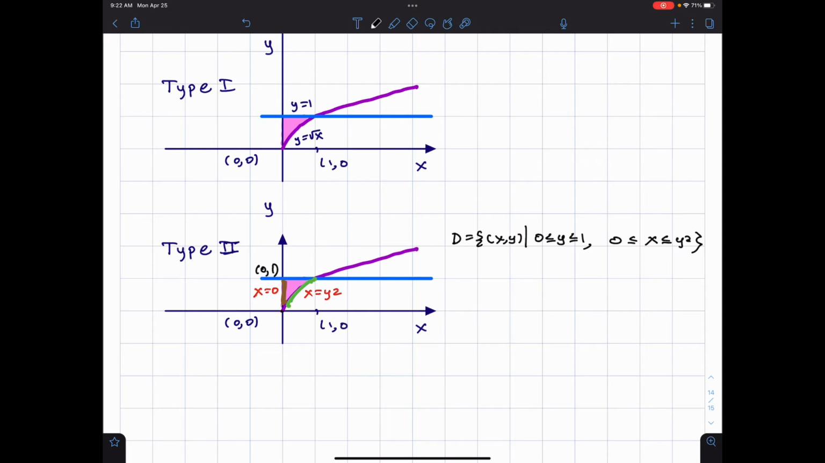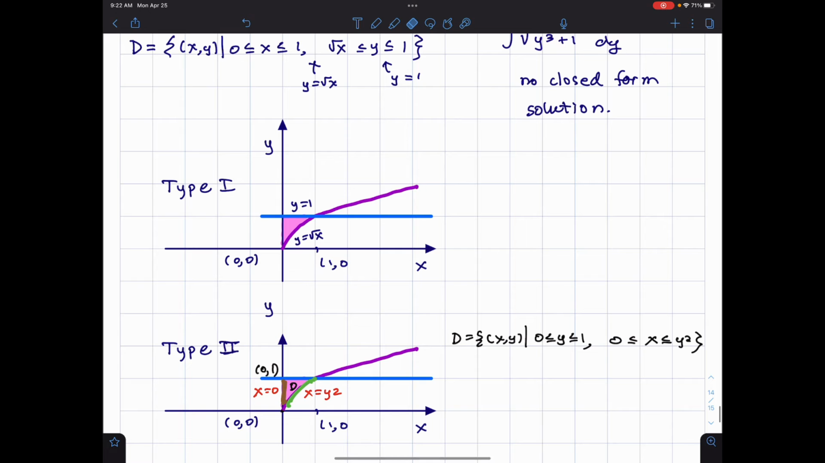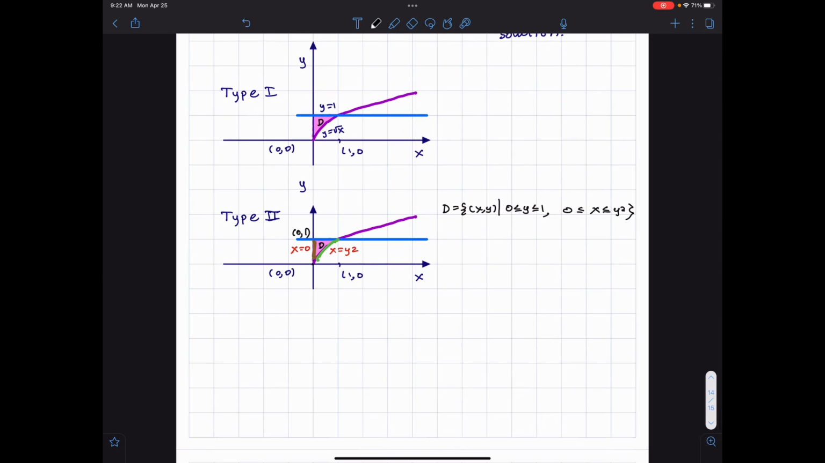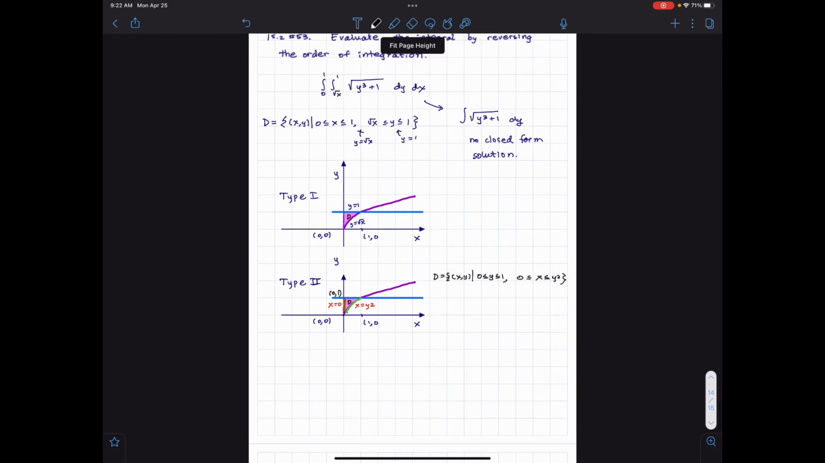And so we've recast this as a type 2 region, and in both cases these are D, and that is definitely the trick for us. Let's go ahead and write down the integral then. So this integral is going to equal this double integral of the square root of y to the third plus 1. Now I'm going to integrate first with respect to x, with x equals 0 to x equals y squared. So that's dx. And then dy with y equals 0 to y equals 1.